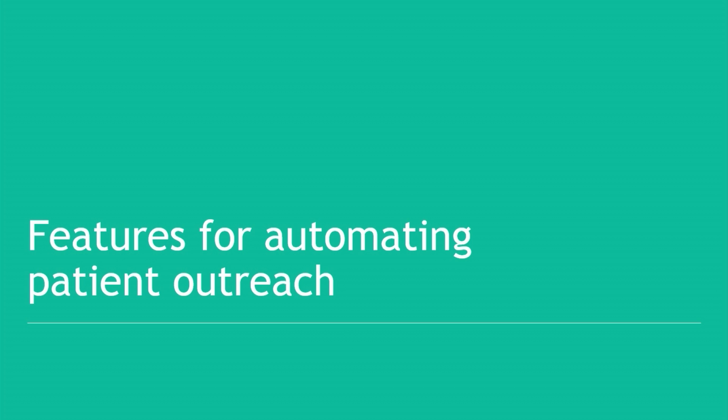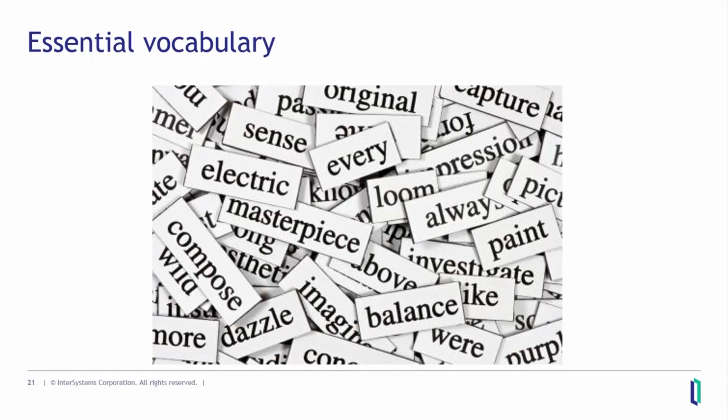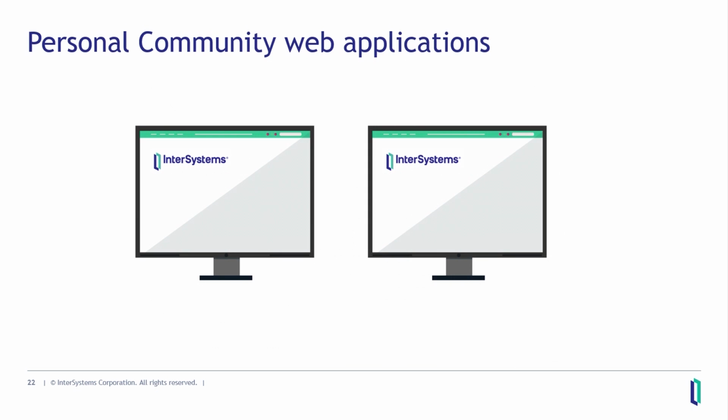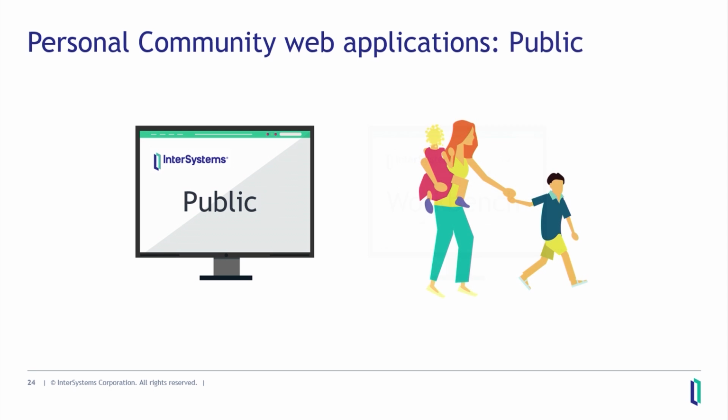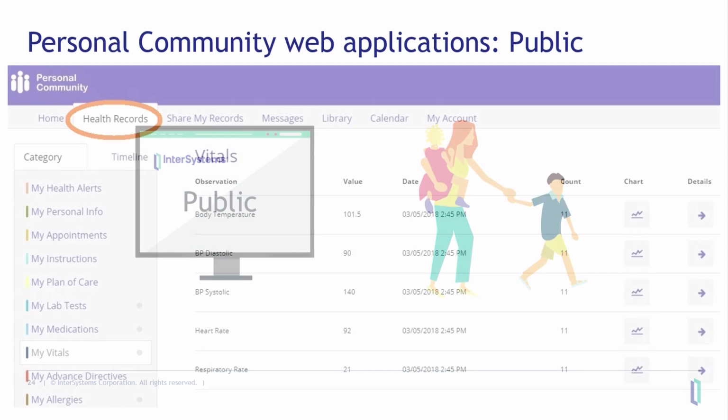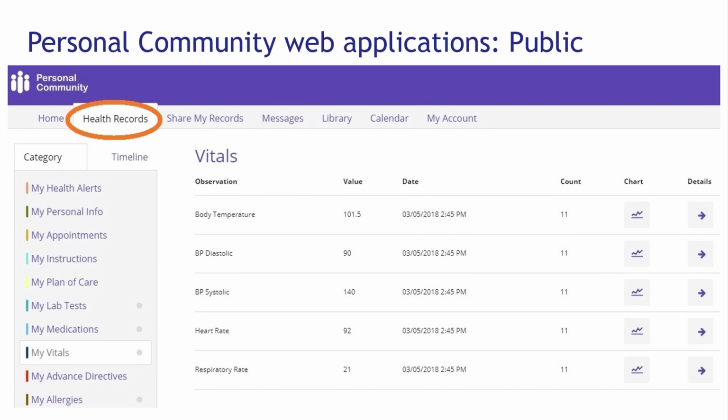All right, so now the product features. And before I jump in, since not everyone is familiar with the product, I want to explain some of the lingo that you'll hear from me. First thing you need to know is that Personal Community consists of two separate web applications, Public and Workbench. And Public is the one that the patients log on to, where they can view their own health data.